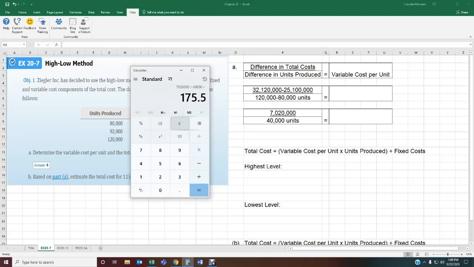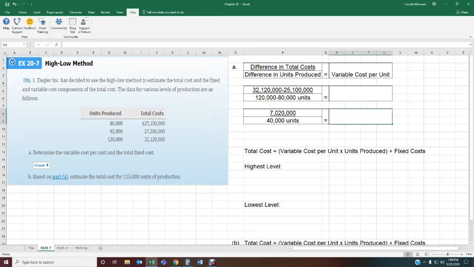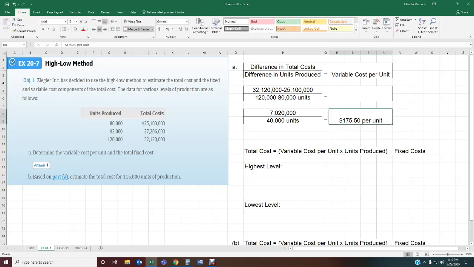Okay. So my variable cost per unit is going to be $175.50. Okay. So for every unit, my variable cost associated is $175.50. Okay. So that is the first part. They're asking us to determine the variable cost per unit, $175.50.